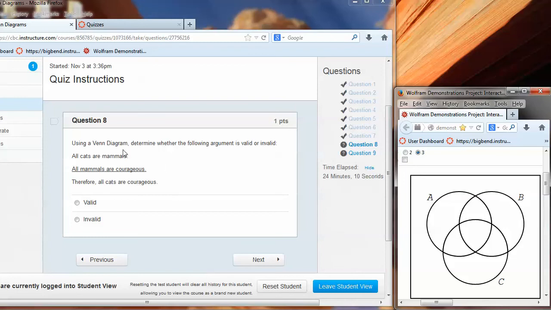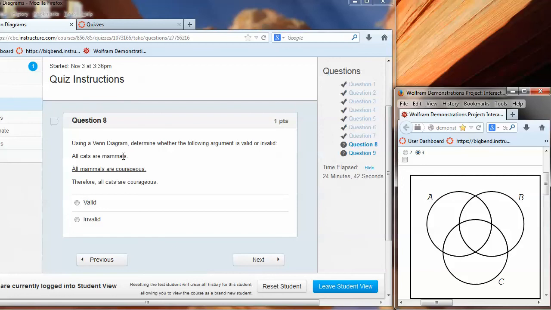So we've got three different properties here, right? We've got the property of being a cat, the property of being a mammal, and the property of being courageous. So we're going to need three different predicate letters. So we're going to need three circles to make our Venn diagram. So let's go ahead and have A represent our cats, B represent our mammals, and C represent our things that are courageous. And then we need to represent the premises and see if they give us enough information to guarantee that the conclusion is true.